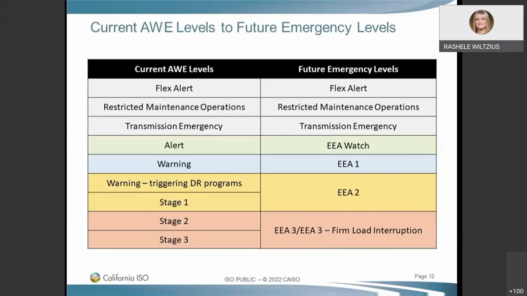Okay. Also, everything that fell within a stage 1 of an AWE is now going to fall within an EEA2 moving forward. So that is a yellow item. Now moving down to a stage 2 and a stage 3, those are combined into what we're calling an EEA3, or what NERC is calling an EEA3. Also, you're going to see another type of notification as well. They're both EEA3s, one is just an EEA3 and one is an EEA3 firm load interruption, and we'll talk about that in just a second.